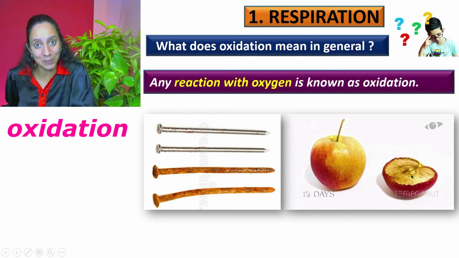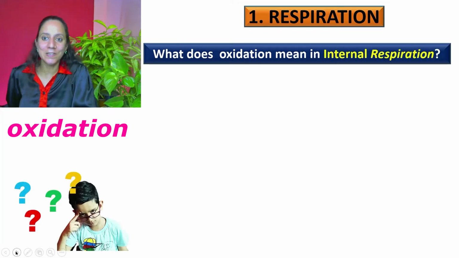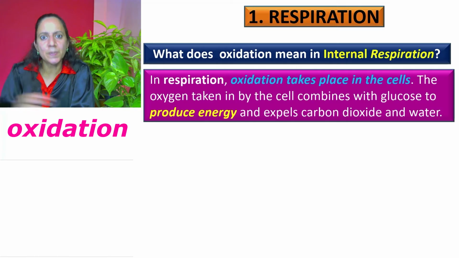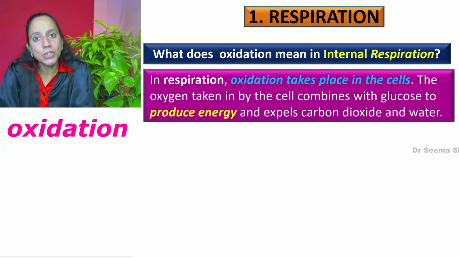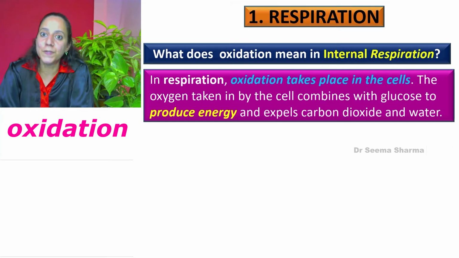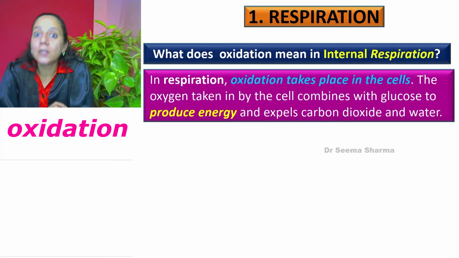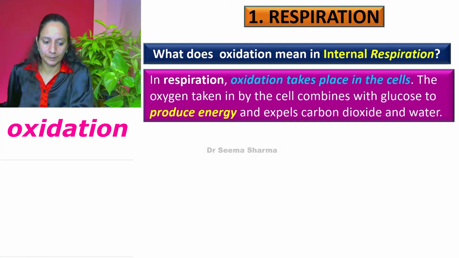Its oxidation takes place and you will see gradually its surface will also give a rusty appearance. What does oxidation mean in internal respiration? In internal respiration, oxidation takes place within the cells. The oxygen taken in by the cells combines with the glucose present in those cells and it results in oxidation of glucose. There is production of energy plus formation of two byproducts, carbon dioxide and water.